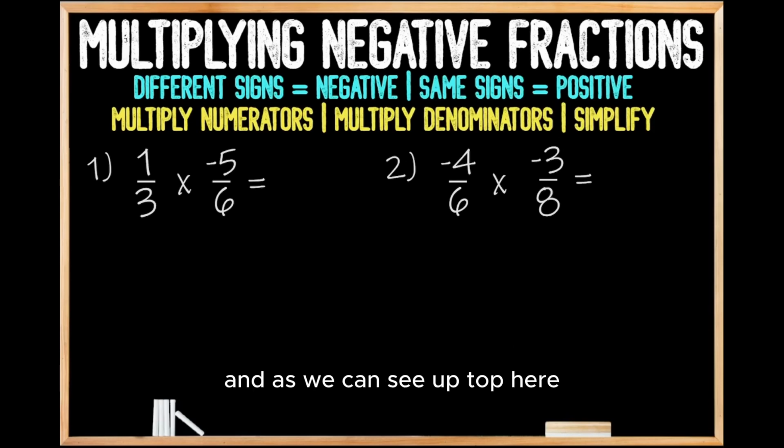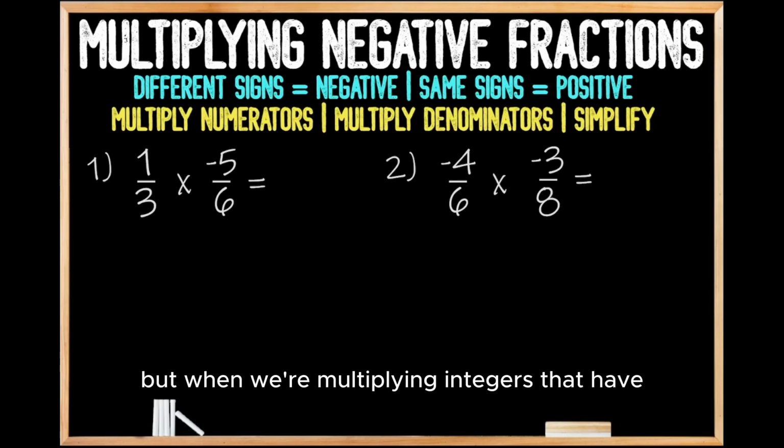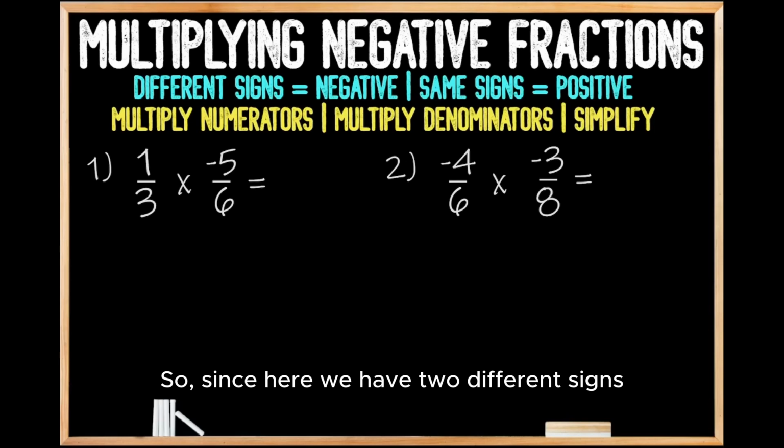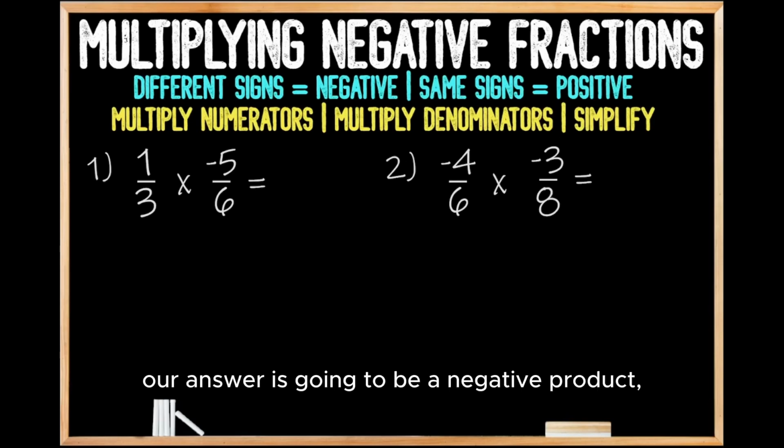And as we can see up top here highlighted in yellow, the first thing that we need to do in order to multiply negative fractions is we're going to multiply our numerators. But the problem here is we can see that we have both a positive and a negative sign for our numerators. So we have to remember the rules for multiplying integers, which we can see up top highlighted in blue. When we're multiplying integers that have different signs, we're going to get a negative product. But when we're multiplying integers that have the same signs, we're going to get a positive product. So since here we have two different signs, our answer is going to be a negative product.